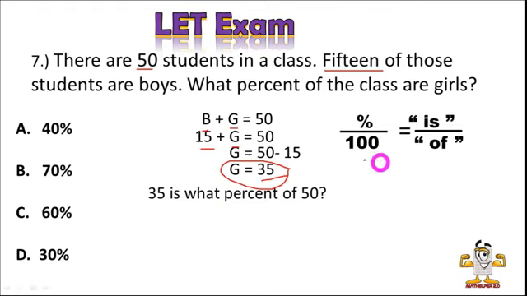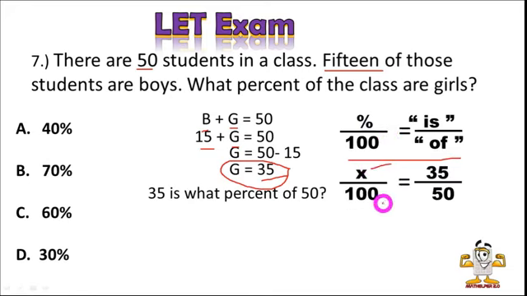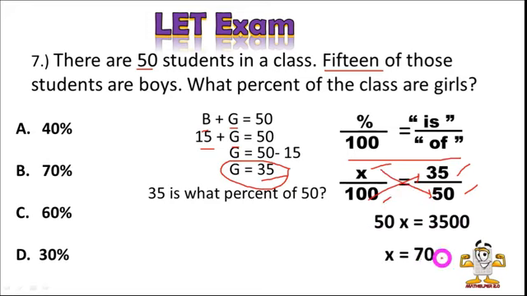So gagawa po tayo ng percent proportion. So ang percent is yun po yung hinahanap natin. Yung constant na 100 equals the 35 girls of 50 students. So cross multiply, 3,500 equals x times 50 is 50x. So divide by 50 on both sides. So 3,500 divided by 50 is 70.